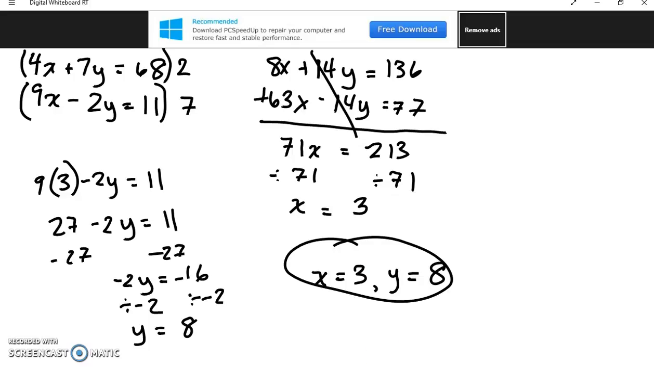And I hope that that has helped in terms of how to solve simultaneous equations.